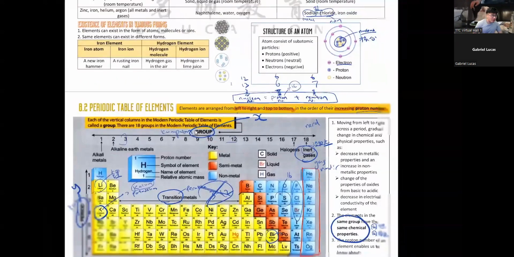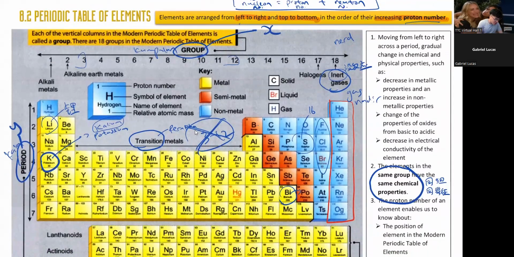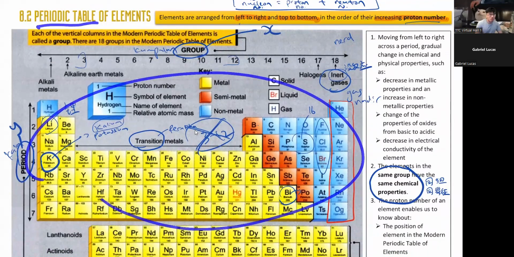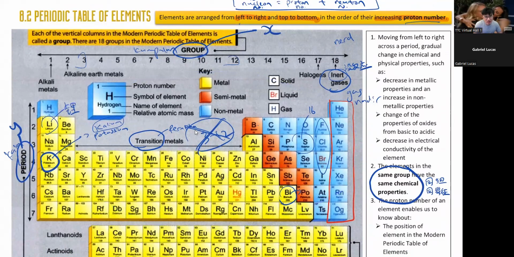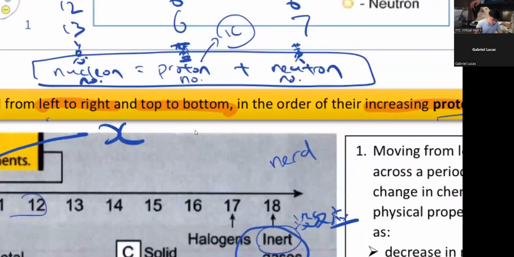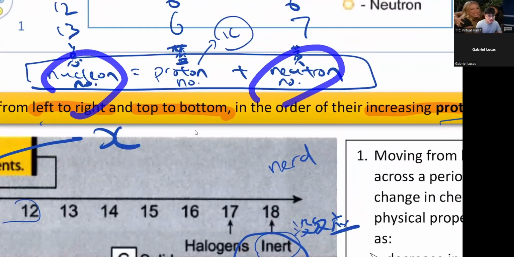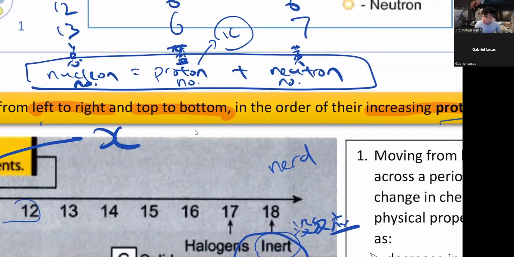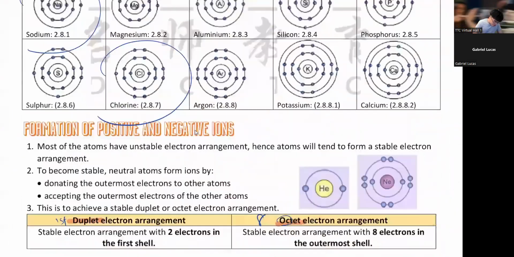This is why, when we arrange our periodic table, we follow the proton number. We follow the IC number. It's like a list of people, and we just arrange them according to the IC. We don't use these two numbers because they don't really mean anything. But today we do.